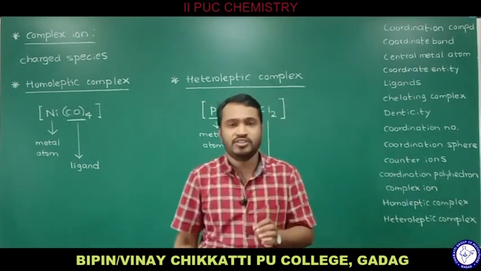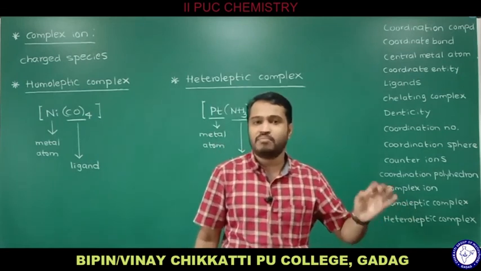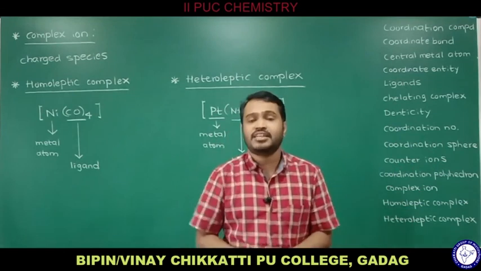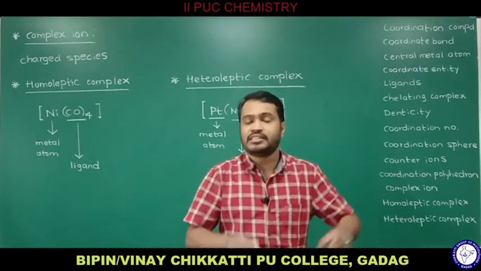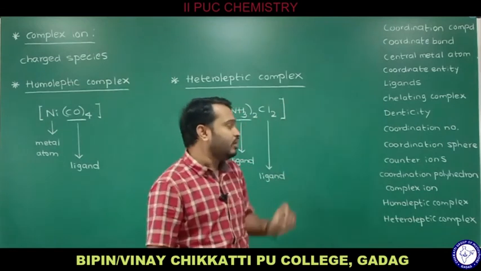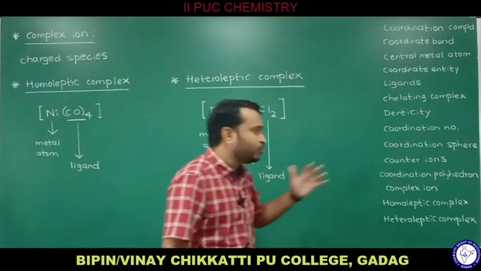A complex in which the central metal is surrounded by only one type of ligand is a homoleptic complex. A complex in which the central metal atom is surrounded by more than one type of ligand, that we call a heteroleptic complex. And that is about the complex ion.